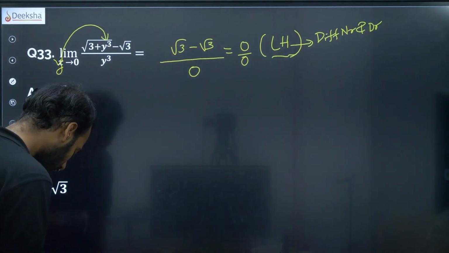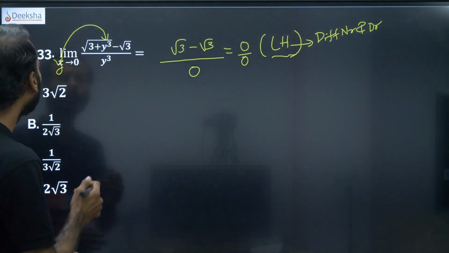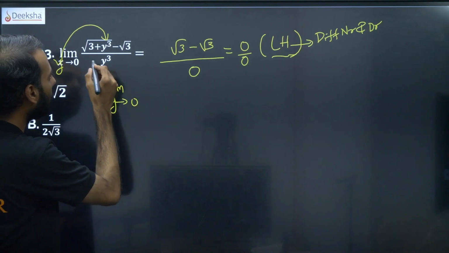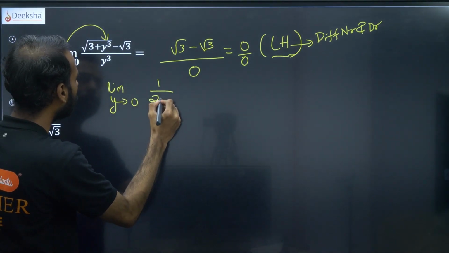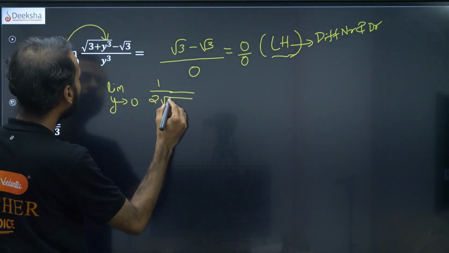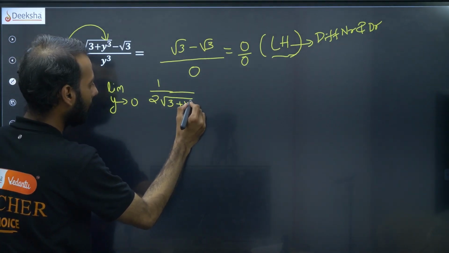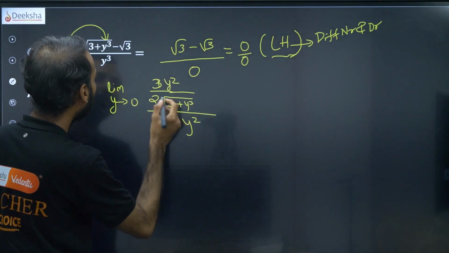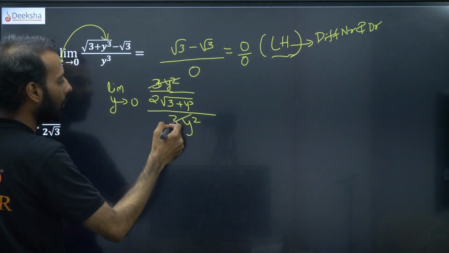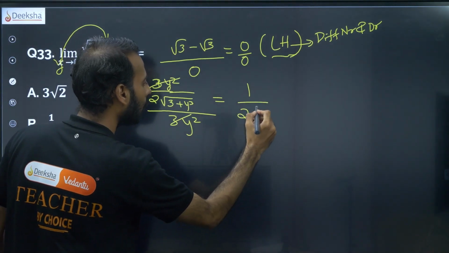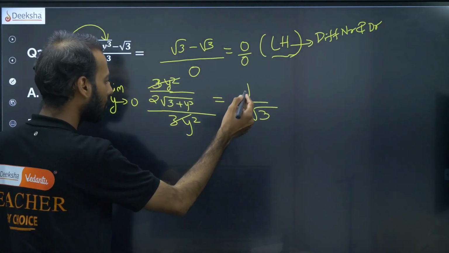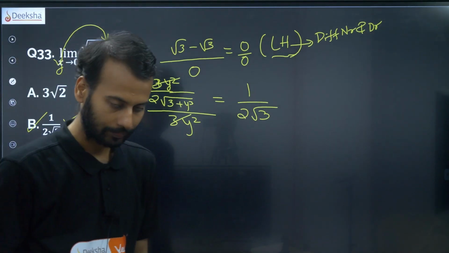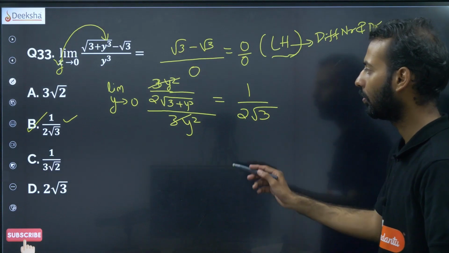So if you differentiate the numerator and denominator, let me write that limit y tends to 0. For this, 1 by 2 root of 3 plus y cube, and if I differentiate this, 3y square divided by 3y square. Anyway this differentiation is 0, this and this cancel, giving 1 by 2 root 3. In place of y, if I write 0, it is 1 by 2 root 3. Which is the answer? B is the answer. I hope this is clear.